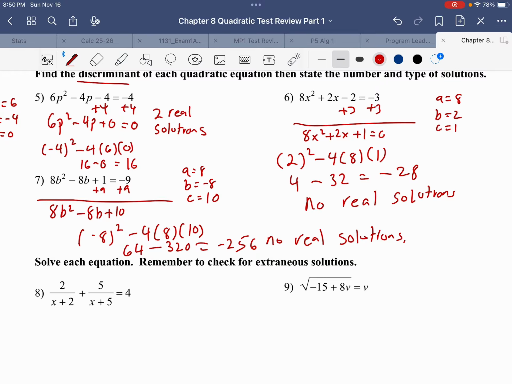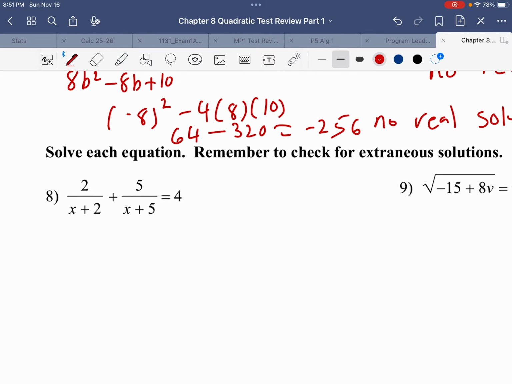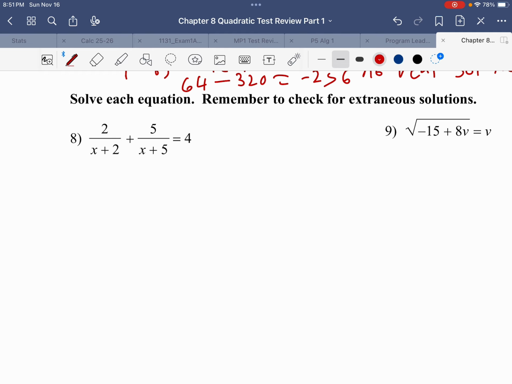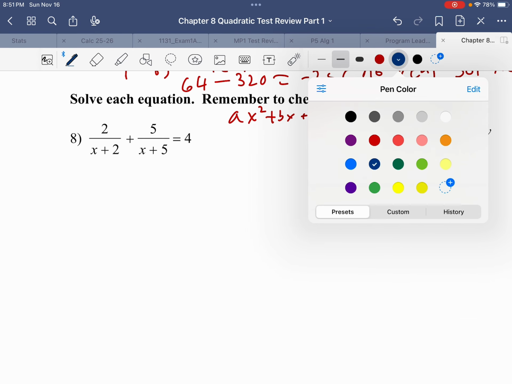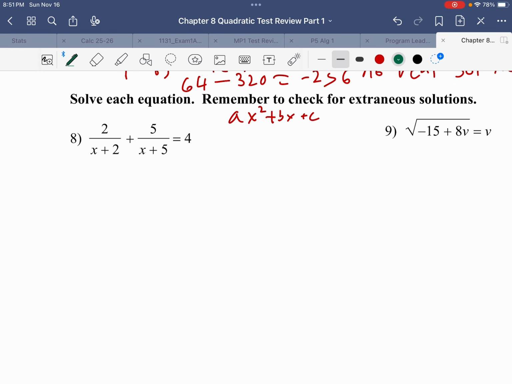So in the next 2 examples, we're going to be trying to solve these, and our work is going to end up looking like a quadratic equation, even though these aren't written in the form ax squared plus bx plus c. So let me just grab two different colors. We'll do green and red.